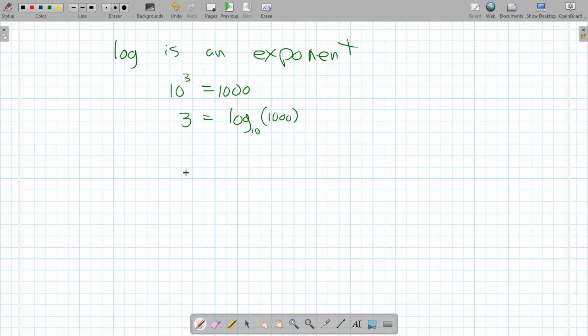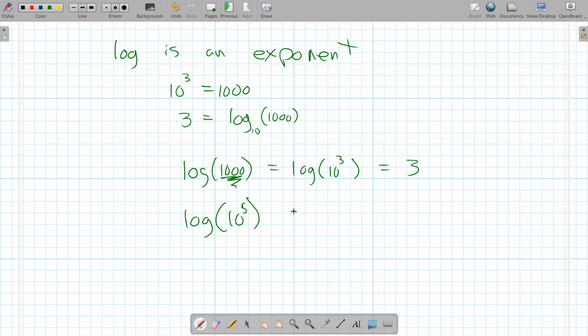So if I see something like log of 1,000, if I just think about 1,000 for a minute, it's 10 to the third power, right? What power of 10 makes 1,000? Well, the answer is 3. So if somebody says, okay, what would be the log of 10 to the fifth? What power of 10 gives you 10 to the fifth? Well, it would be 5, because a logarithm tells us what is the power. If there's no base written, we assume it's base 10.